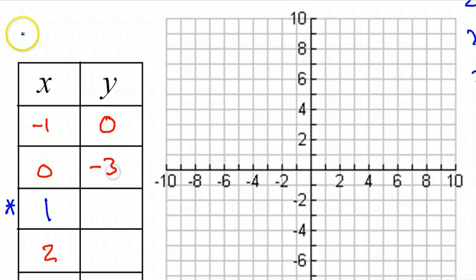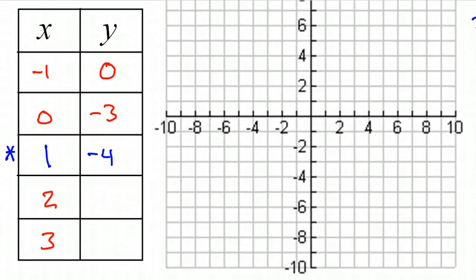0, -3, -4. Now because of symmetry, the balance of the parabola, if this is -3, we're expecting this to be -3. If this is 0, we're expecting this to be 0. These should be mirror images of each other across the axis of symmetry.